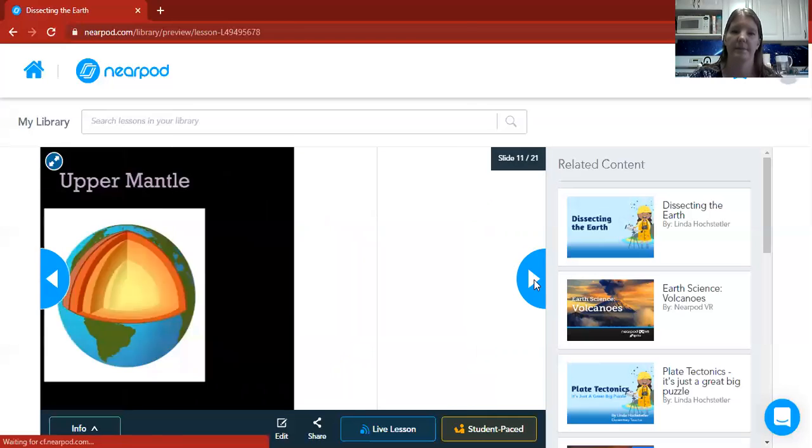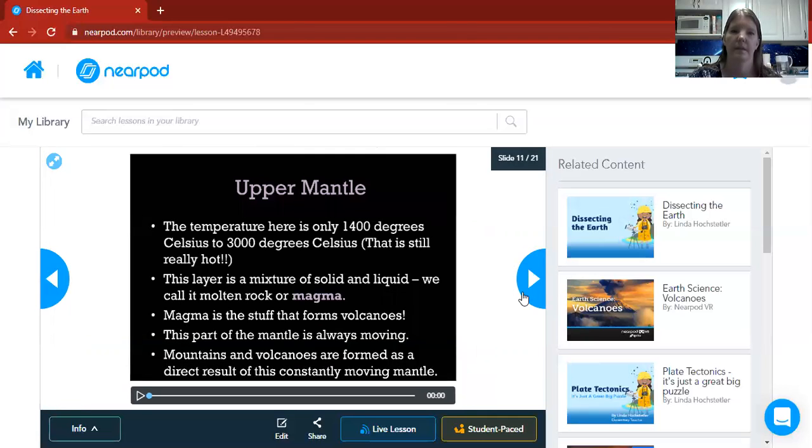The upper mantle. The temperature here is only 1,400 degrees Celsius. That's still really, really hot. The layer is a mixture of solid and liquid. We call it molten rock or magma. When you think about volcanoes, you think about that melted rock that's inside a volcano. That's magma. So this is where your lava comes from. This part of the mantle is always moving. Magma is the stuff that forms volcanoes. Mountains and volcanoes are formed as direct results of this constantly moving mantle.